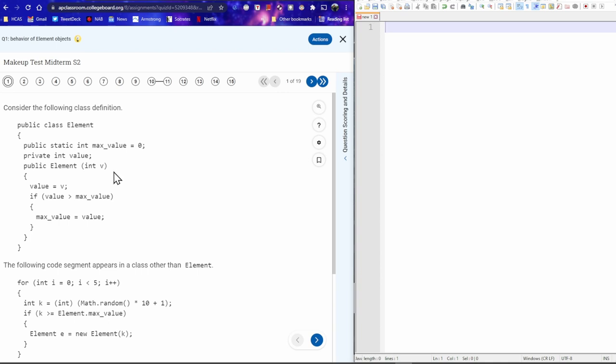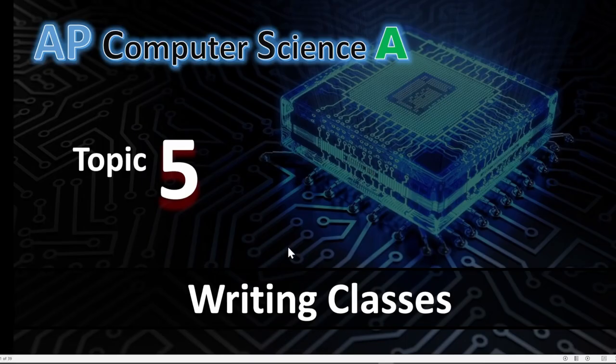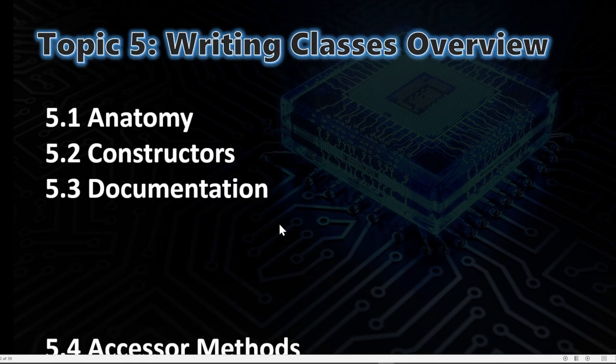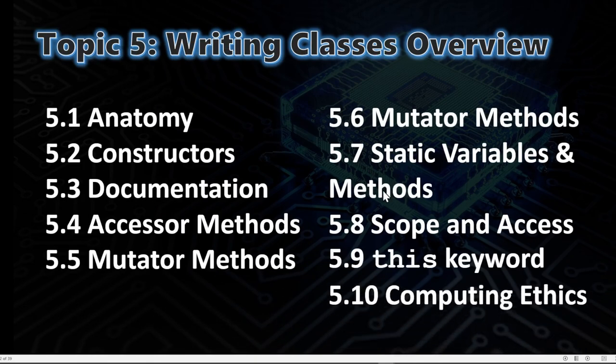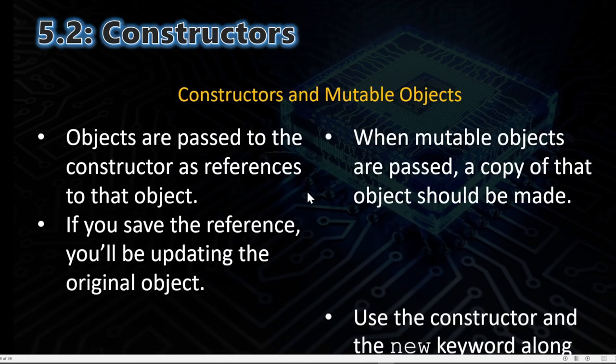Okay, let's take a quick look at this. Definition. We have a class element. Okay, here's what you notice first. Static. What is a static? Well, a static is a variable that belongs to the class, not the object. And I think I talked about this in these slides. Let's see. This was 5.7. Let's go through and see if I can get to 5.7 quickly.